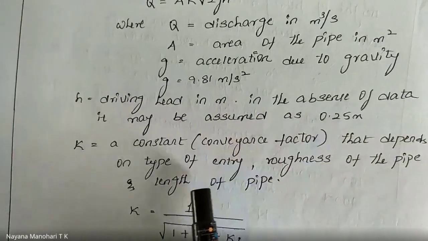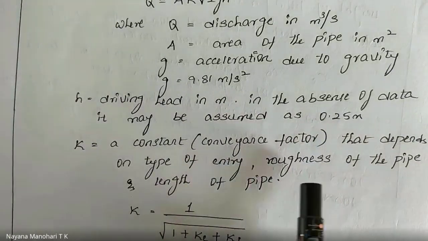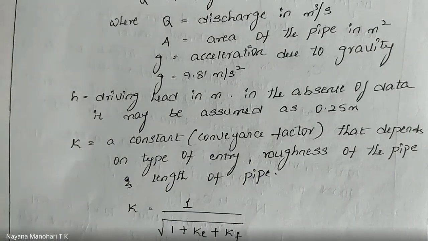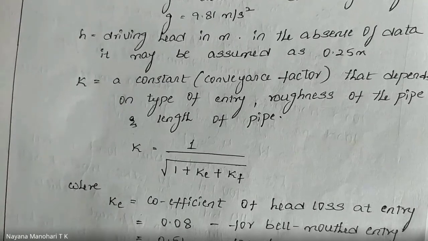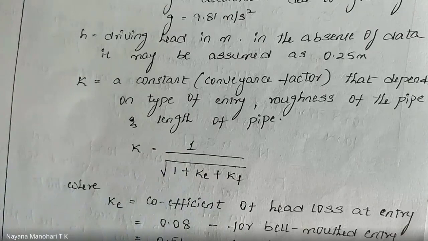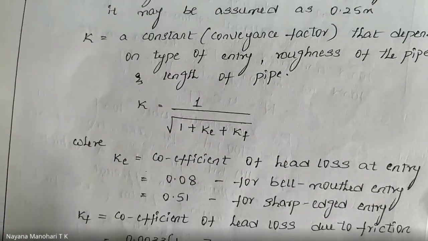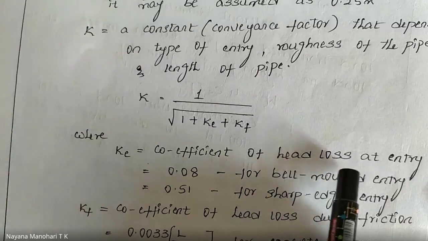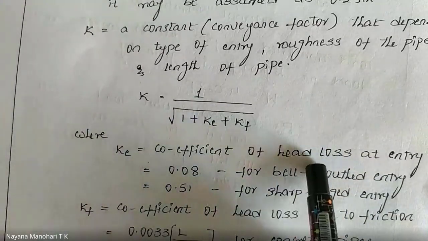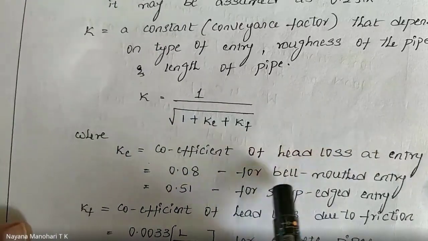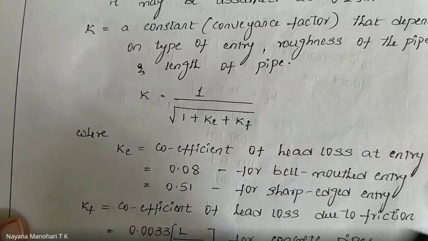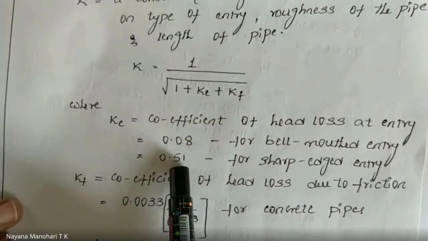That depends upon the type of entry, the roughness of the pipe, as well as the length of the pipe. It is given by the equation K equals 1 over square root of 1 plus Ke plus Kf. Ke is the coefficient of head loss at entry. If it is a bell mouth entry, you need to take the Ke value as 0.08. If it is a sharp edged entry, you need to consider it as 0.5.